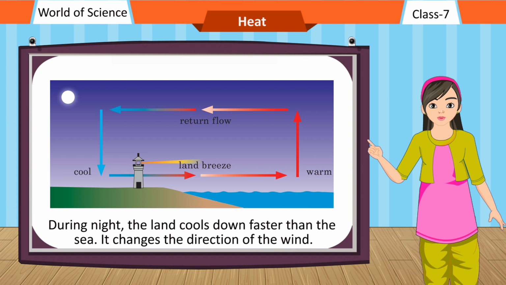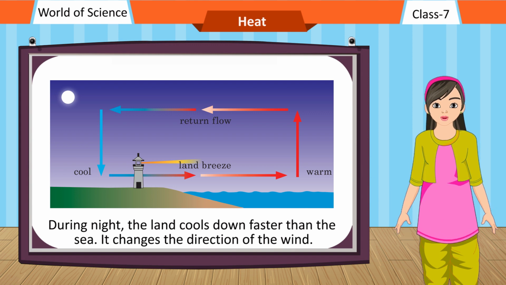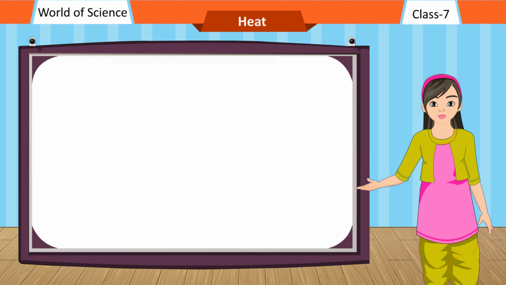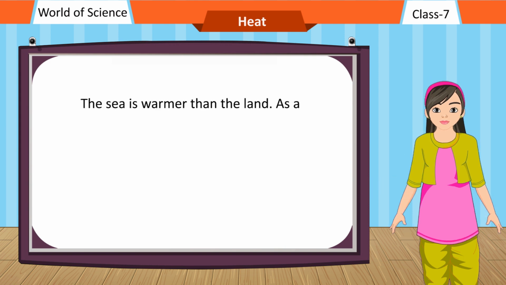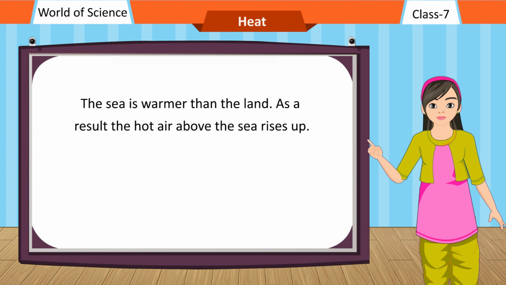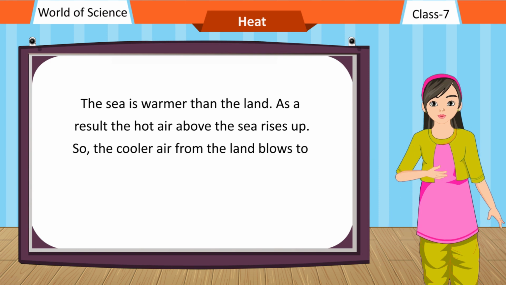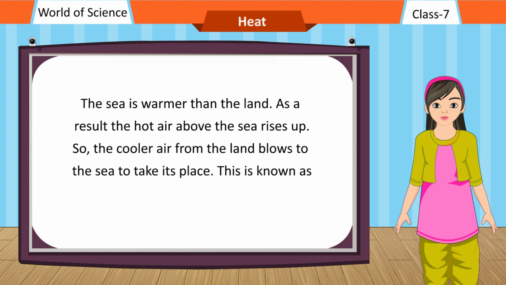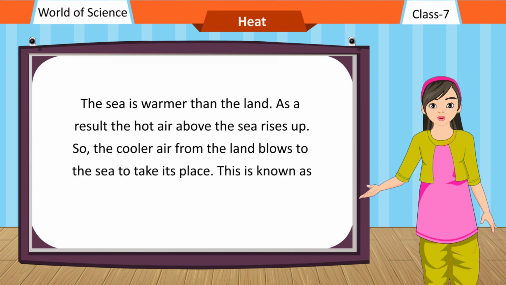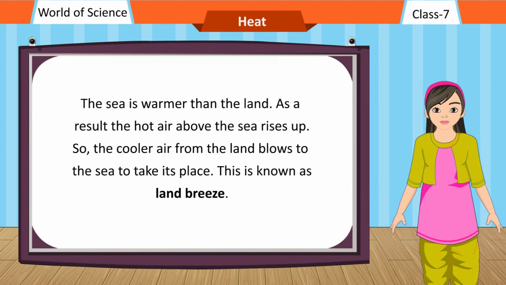During night, the land cools down faster than the sea. It changes the direction of the wind. The sea is warmer than the land. As a result, the hot air above the sea rises up. So, the cooler air from the land blows to the sea to take its place. This is known as land breeze.